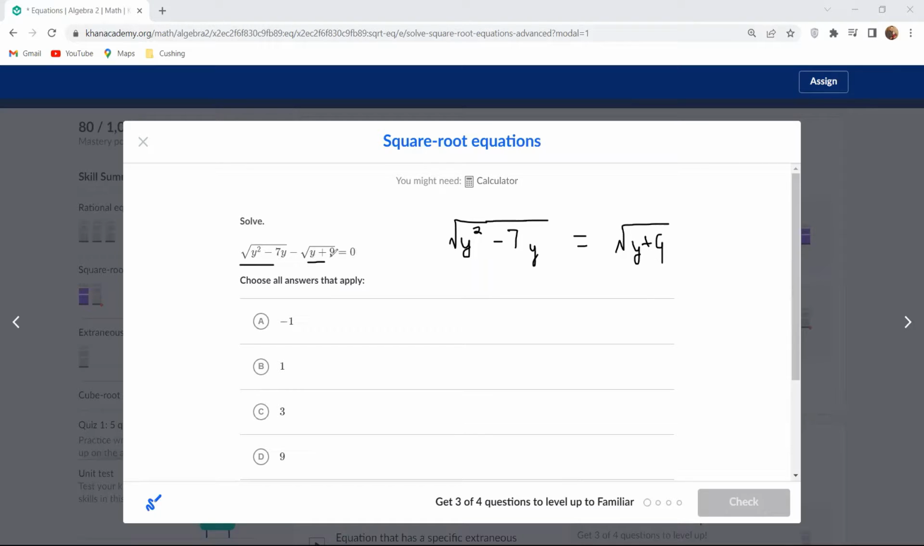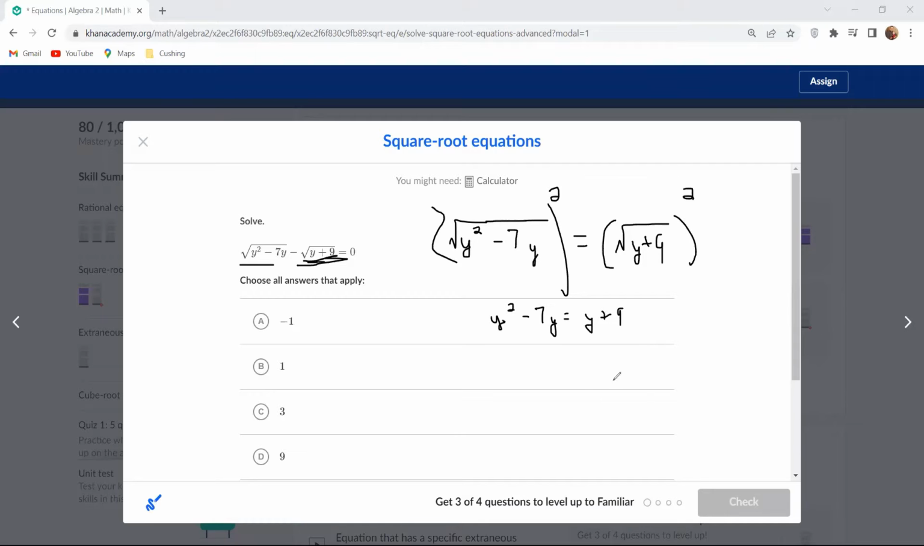And that gives me this because I had 0 on the right side. So when I add this, I get that by itself on the right side. So I'm going to square both sides. Wow, terrible parentheses. That's going to get rid of my square roots. That's going to give me whatever's under the square root. So just y squared minus 7y equals y plus 9.